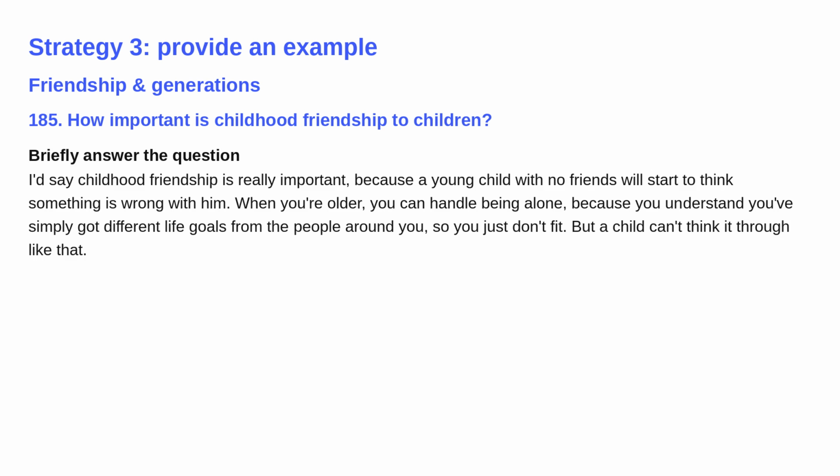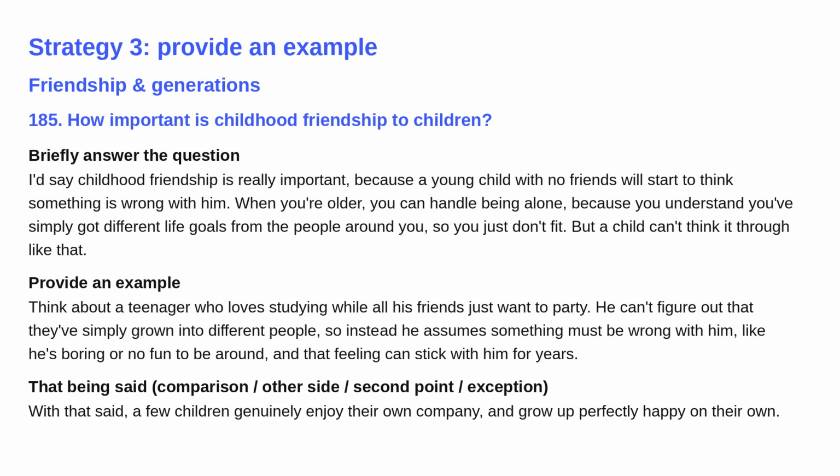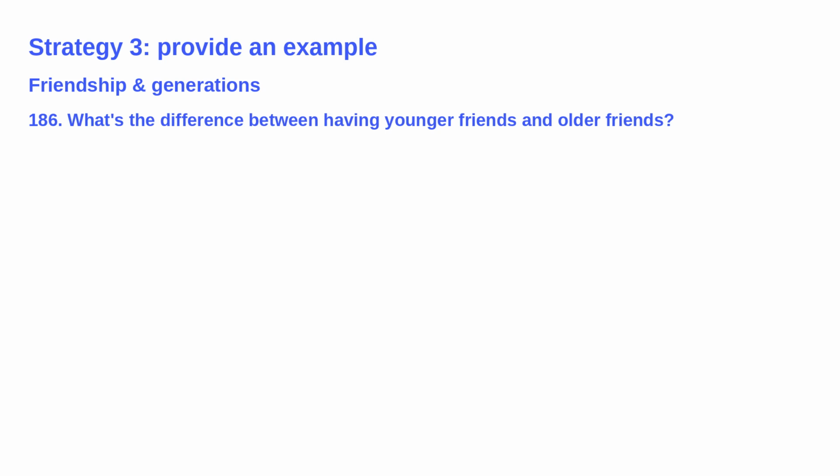But a child can't think it through like that. Think about a teenager who loves studying while all his friends just want to party. He can't figure out that they've simply grown into different people. So instead, he assumes something must be wrong with him, like he's boring or no fun to be around, and that feeling can stick with him for years. With that said, a few children genuinely enjoy their own company and grow up perfectly happy on their own.